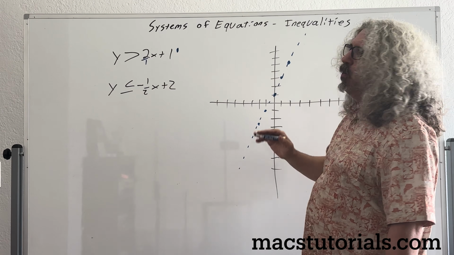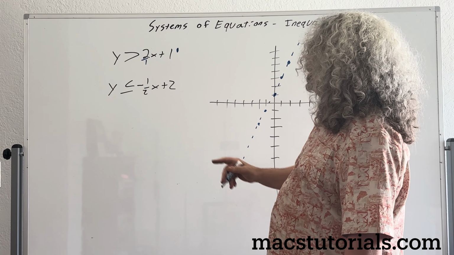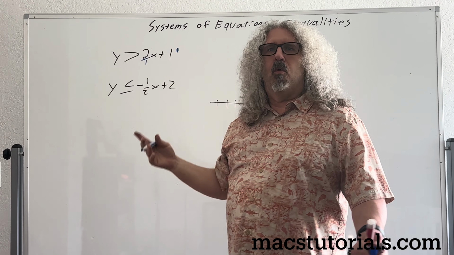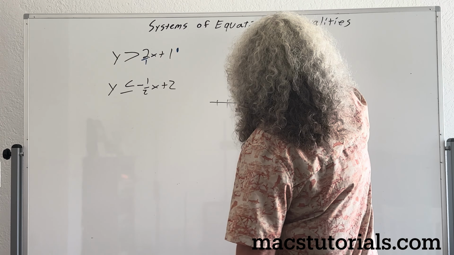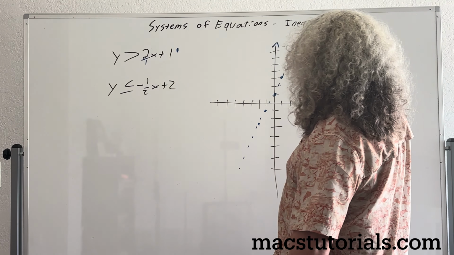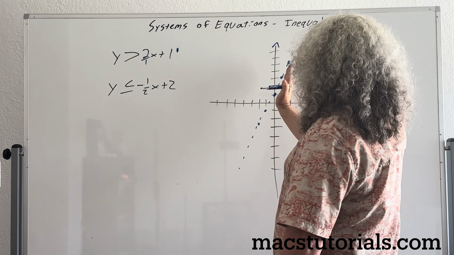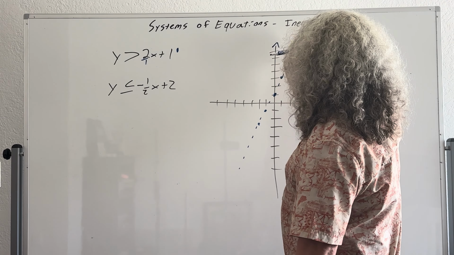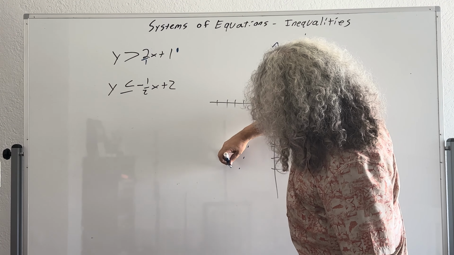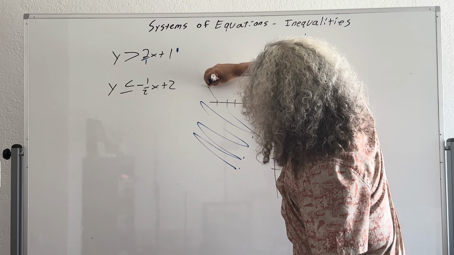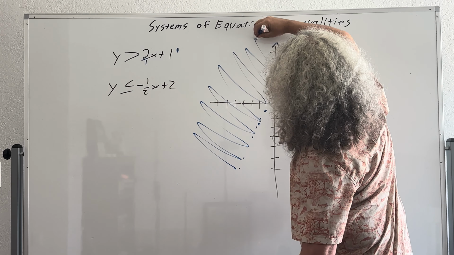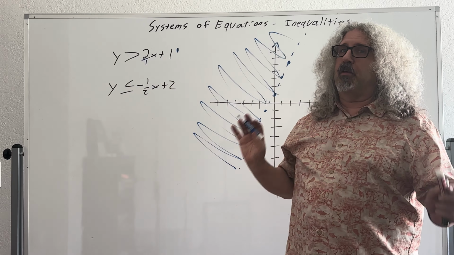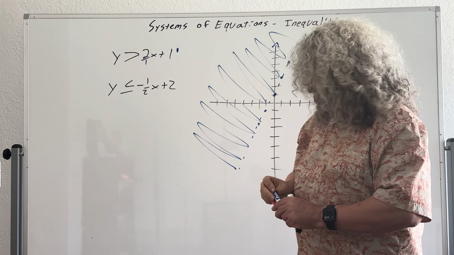Now I have to figure out what side I'm going to shade. Y is greater, so I want it where my y's are bigger. My y's are bigger as they go up this way. So which side of the line has my y's going up? And the answer is it's this side, and I'm going to shade it like this. Now when you shade it, shade perpendicular to the line. That's important, and I'll show you why in just a second, okay?